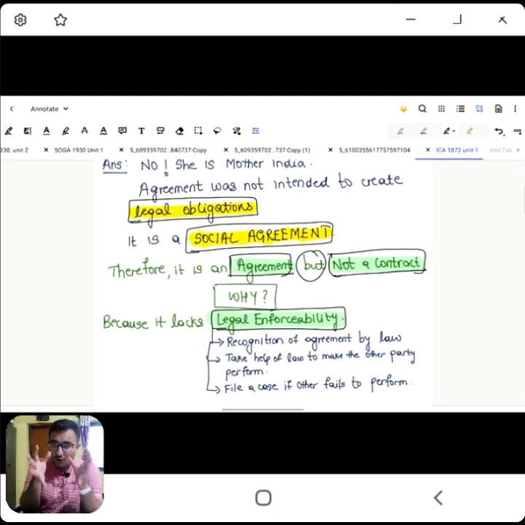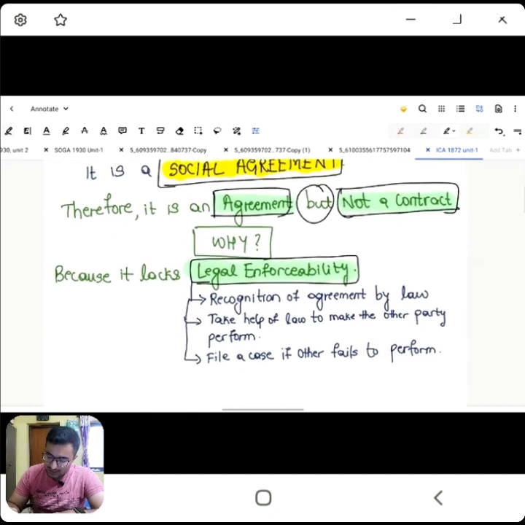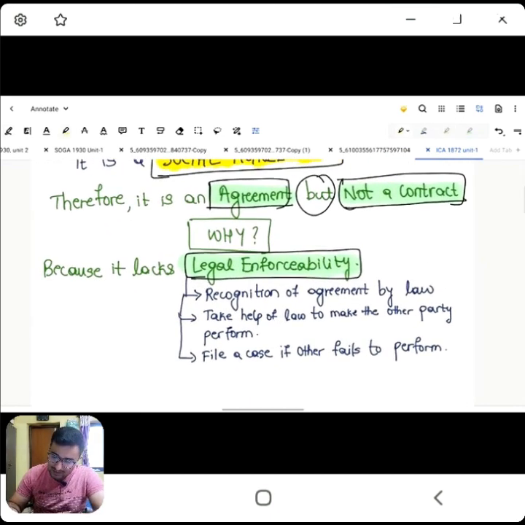Now, not all agreements will reach the final destination. For an agreement to reach the final destination of becoming a contract, one more element has to be present. That is legal enforceability. That means there has to be an intention to create legal relations between the parties. What is this legal enforceability? In very simple terms, legal enforceability means recognition of the agreement by law, right?